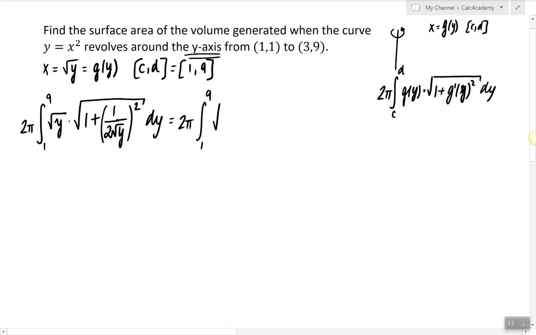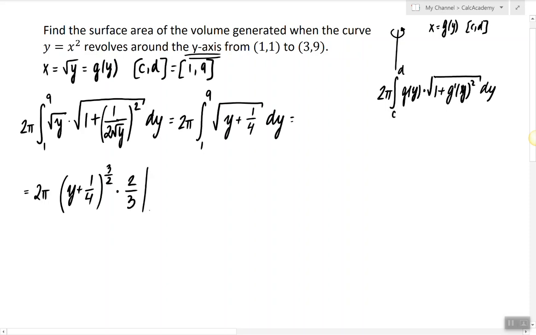We combine the two radicals in the integrand to obtain the following expression, and we're going to find the antiderivative of this as y plus 1/4 to the power 3/2 times 2/3. The limits of integration are from 1 to 9, and plugging it in gives us the following.